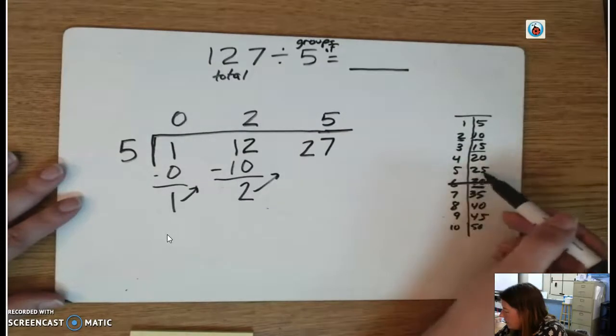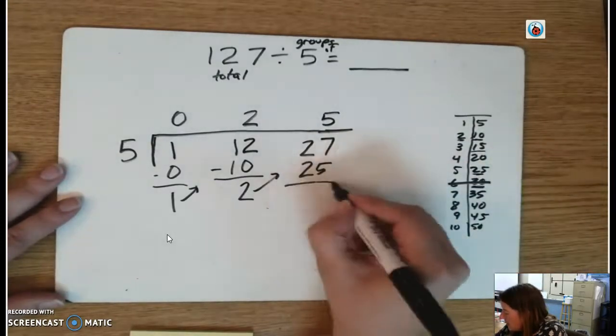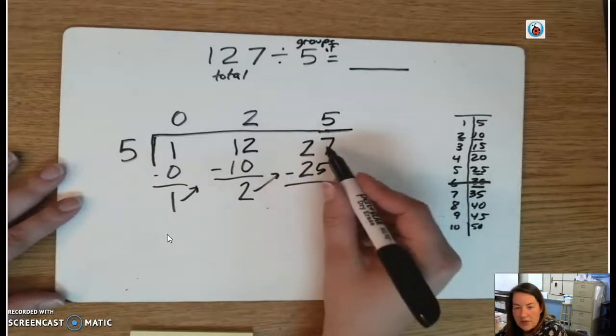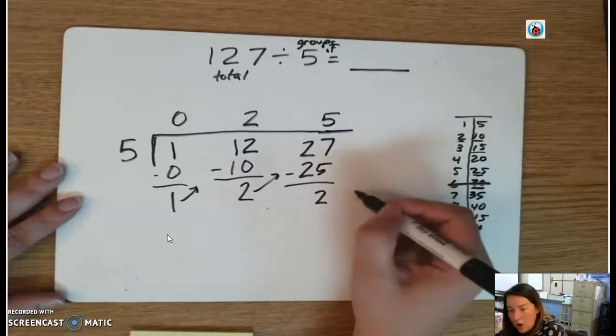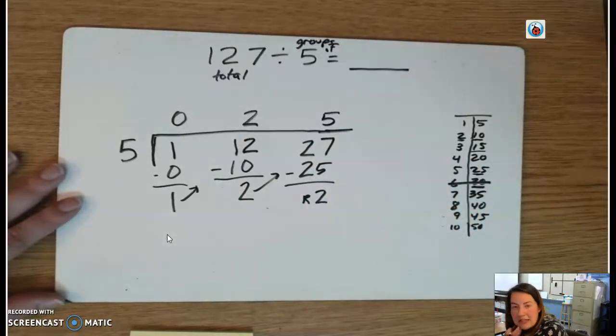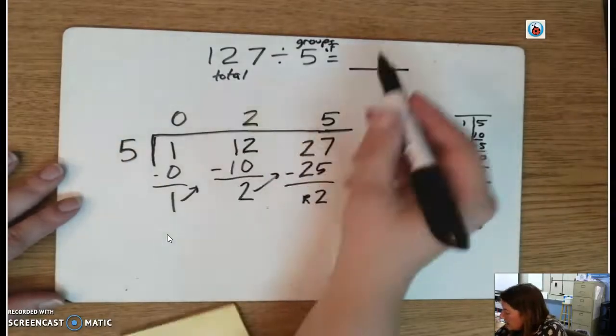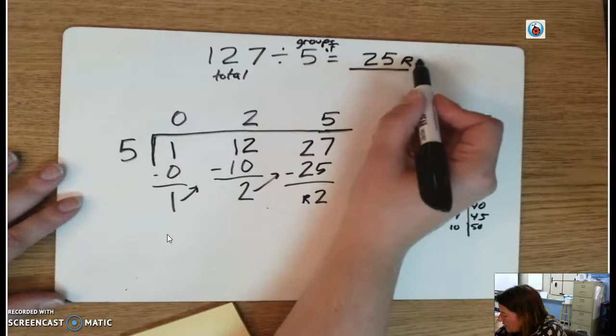If I made 5 groups of 5, that would be 25 pieces. And how many leftover pieces do I have? 27 minus 25 is 2, and there's nowhere else for me to bring this over, so this is our remainder. So our answer right here at the top is 25, remainder 2.